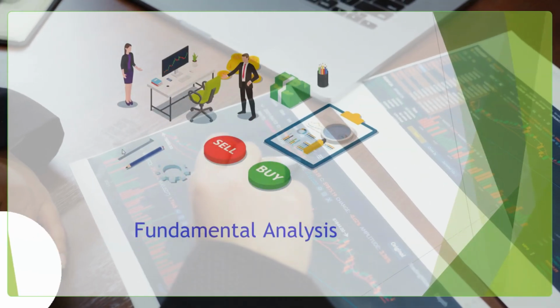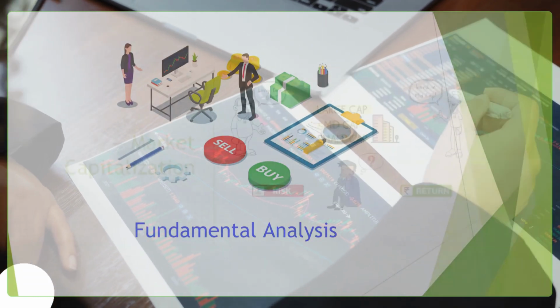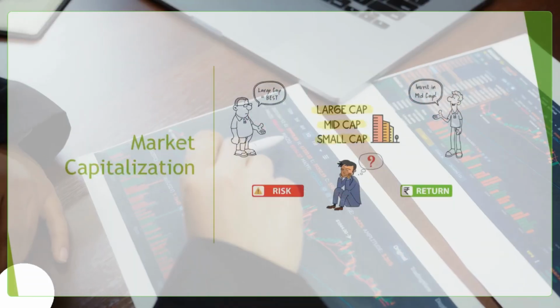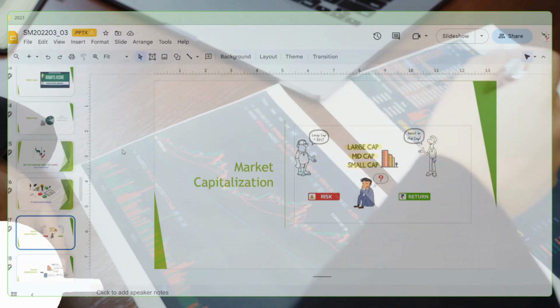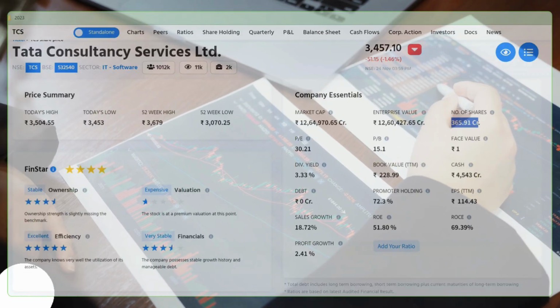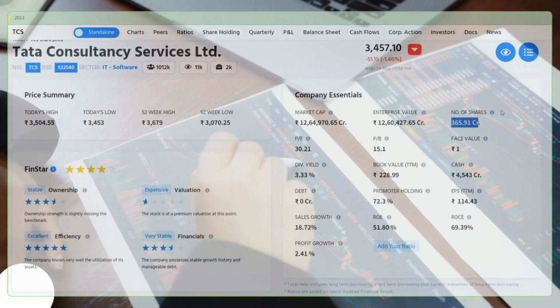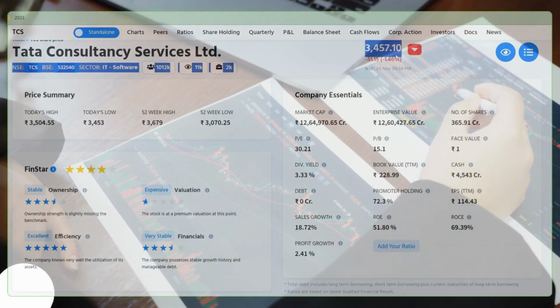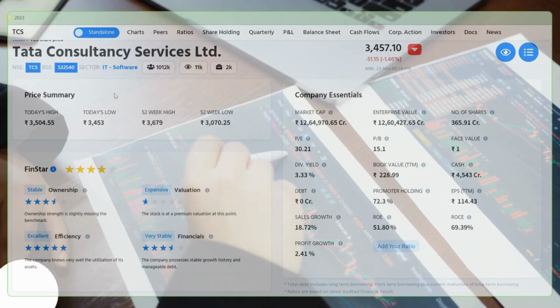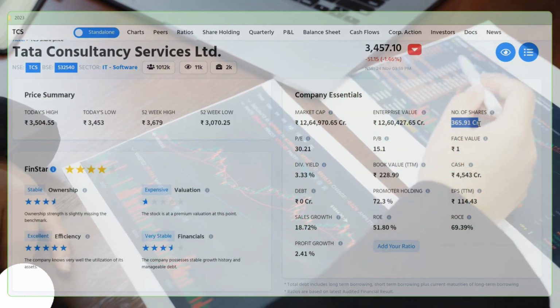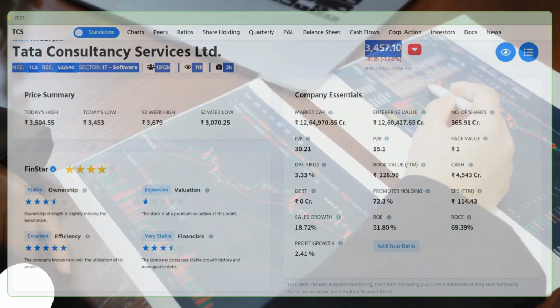We'll talk about the fundamental analysis. To start our fundamental analysis, the main thing we should understand is market cap. How do we know the market cap of a company? The formula for market cap is the total number of shares times the current market price. So for example, say TCS. TCS has this total number of shares and the current market price is this one.